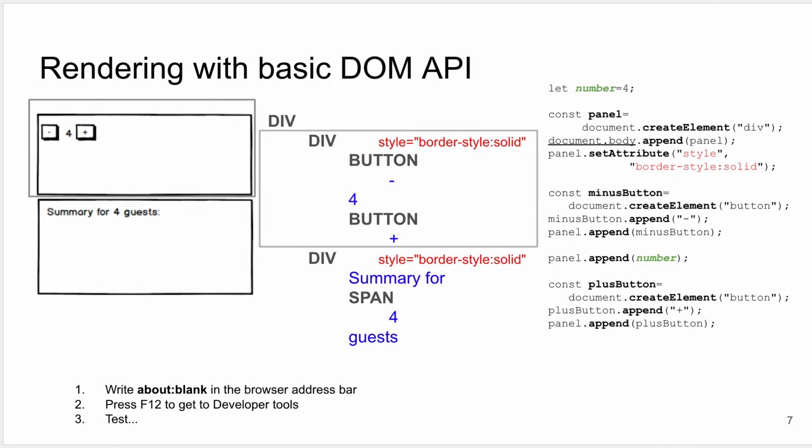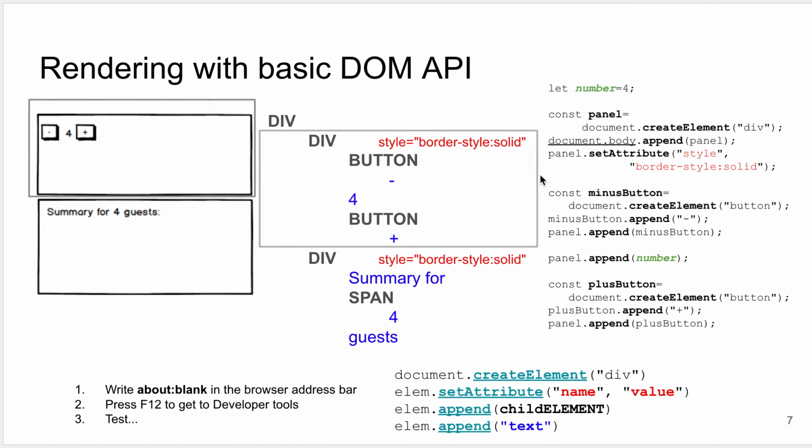Here we have the rendering code of the upper panel using basic DOM APIs. A minimal set of methods for creating elements and nodes are createElement with a type of node, setAttribute, name and value, appending a child element, or appending just a text node. We can see that the code for rendering user interface with such basic APIs is hard to write and maintain, with lots of interdependent variables, for example.